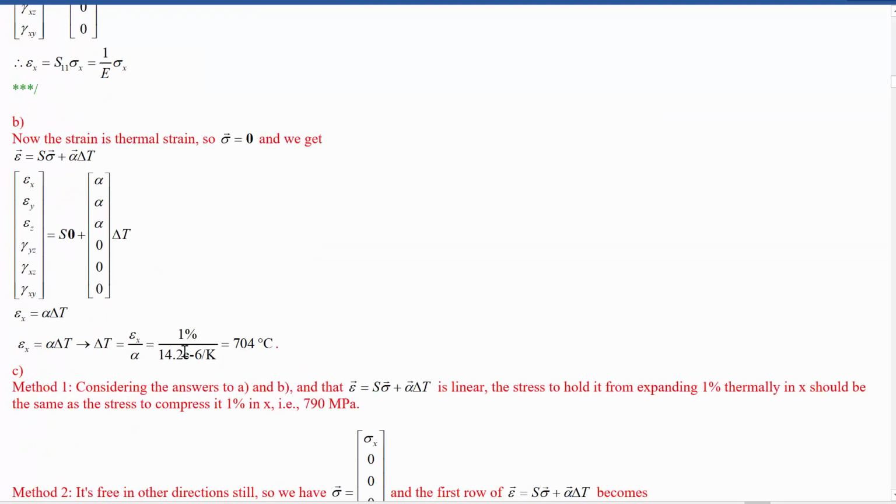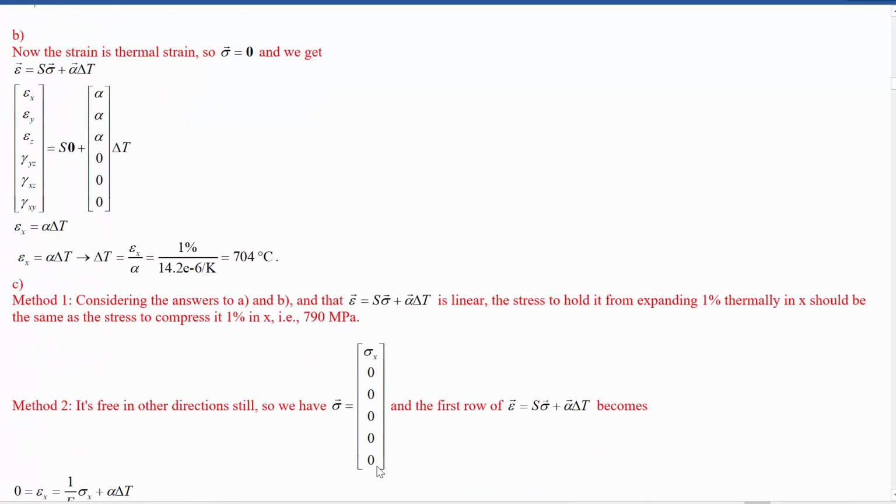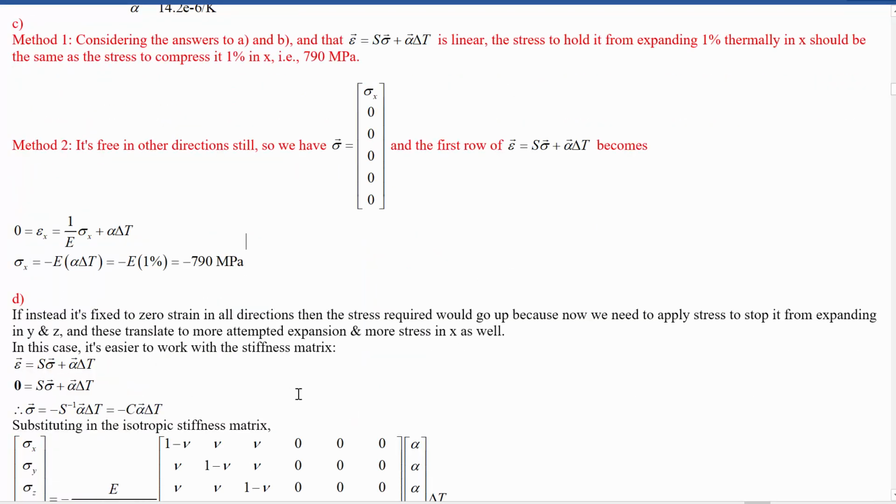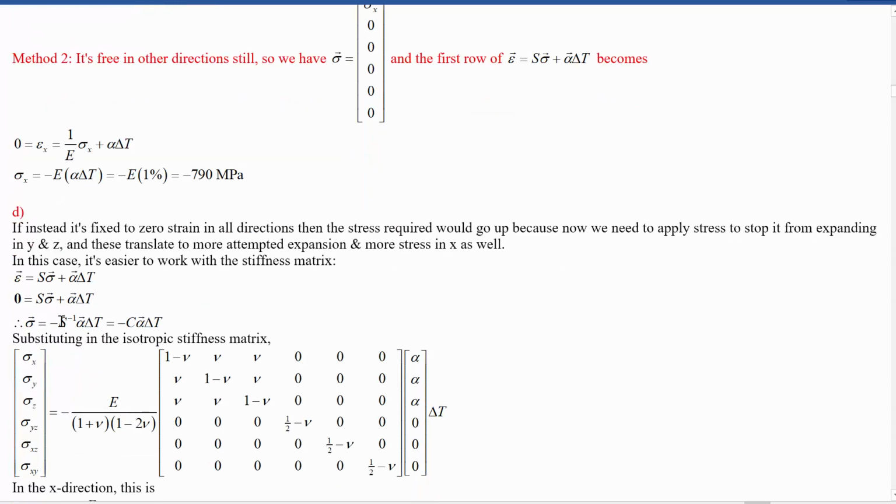So in this situation, we've now got the ability to substitute in the temperature change, substitute in epsilon x is 0, and solve for what sigma needs to be. And it's negative E times the thermal strain, which is alpha delta t, and that's supposed to be 1%. So we have exactly the same calculation as we did in part A. Next, suppose it's actually fixed in the other directions. Now we have all of epsilon is equal to 0.